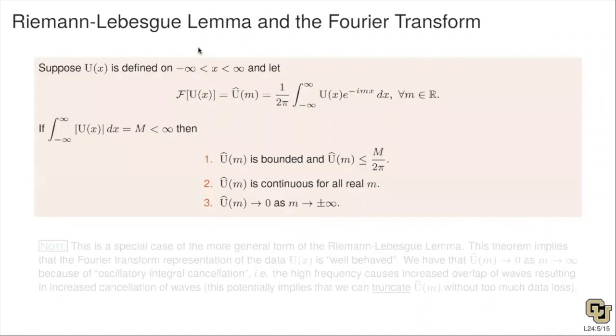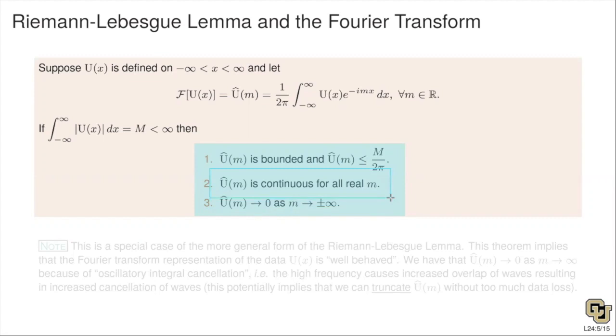So yeah, we then had this theorem about the Fourier transform. If the initial data was well behaved in a certain way, then we got these results about the Fourier transform. They're all important for practical reasons. We need a bounded function. We don't want to deal with something that's exploding to infinity. Continuity is really a nice property to have.